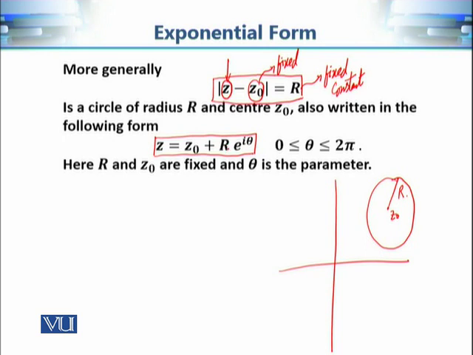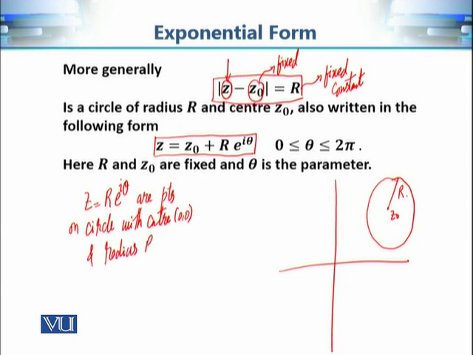Now we know that the complex numbers of the form r e raised to power iota theta are points on a circle with center (0, 0) and radius r. So in other words, these are these points. These complex numbers are basically r e raised to power iota theta.